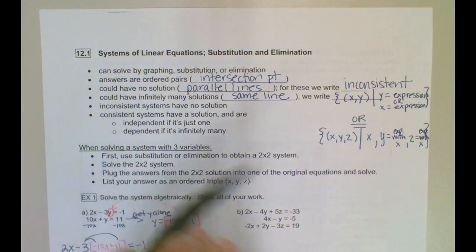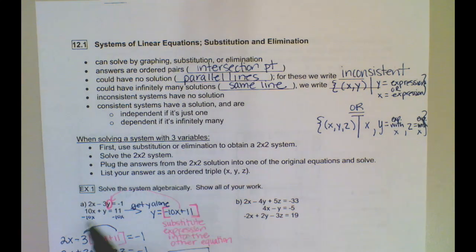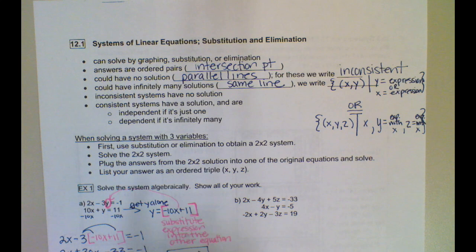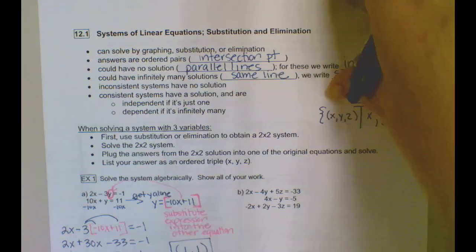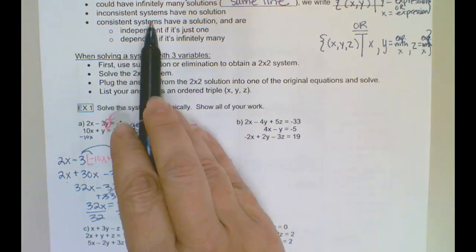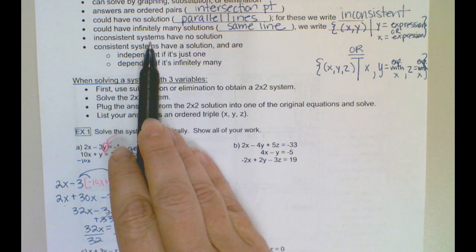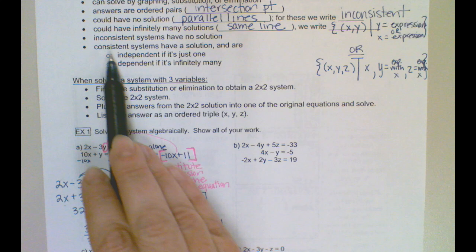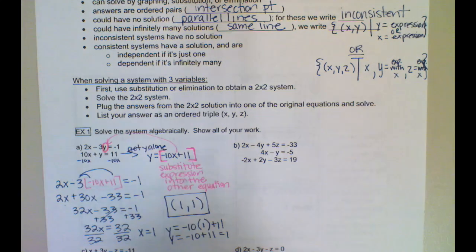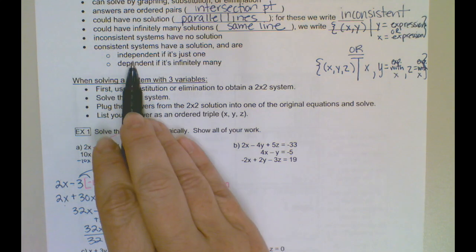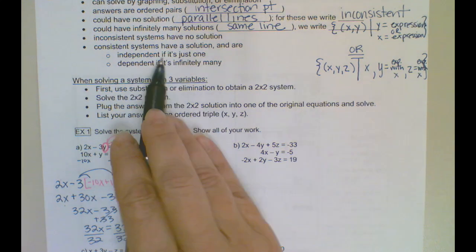Again, if it asks you to classify, this one just said solve the system, but if it had asked me to classify it, inconsistent is only if there's no solution. It's consistent if there's a solution or multiple solutions. So this would be consistent, and it would also be independent because there's just one.